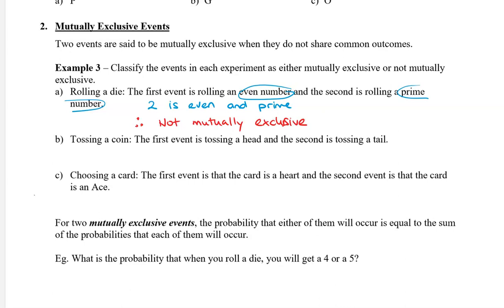All right, let's take a look at the next one. Tossing a coin. The first event is tossing a head, and the second is tossing a tail. Now, assuming that this is a fair coin, there is no way that we can have both a head and a tail at the same time. So we cannot have both heads and tails at the same time. Therefore, this is mutually exclusive.